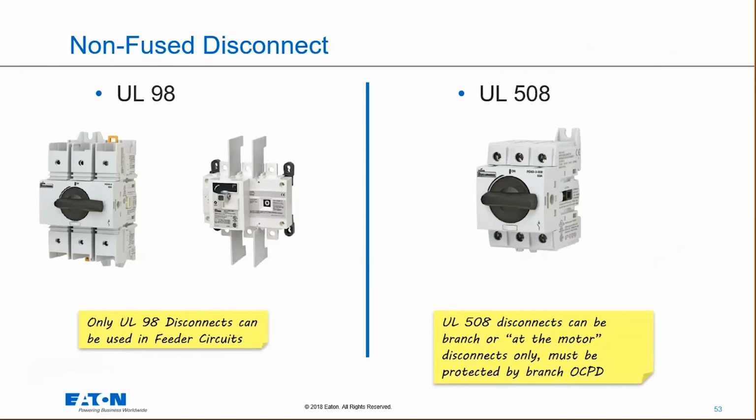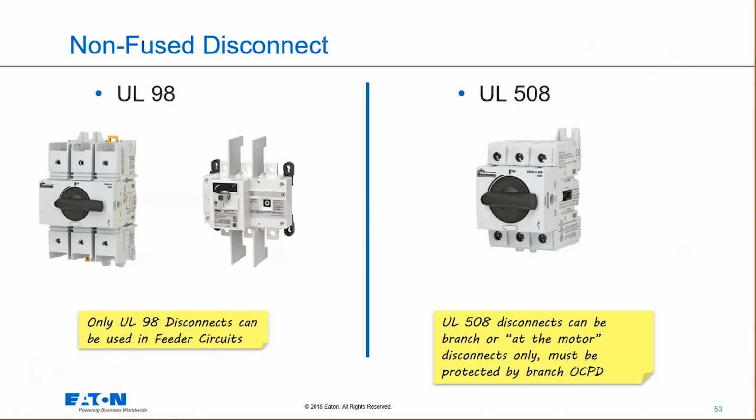A UL508 disconnect can be used for branch or at the motor disconnects only, and must be protected by a branch overcurrent protective device. This is a common misapplication as well. A lot of people will take a UL508 disconnect and put it inside of their panel as their primary disconnect, and that may go down into a power distribution block, and that's a no-no. You can't use it in your panel as the primary disconnect switch. It must be a UL98 disconnect, labeled and listed that way.